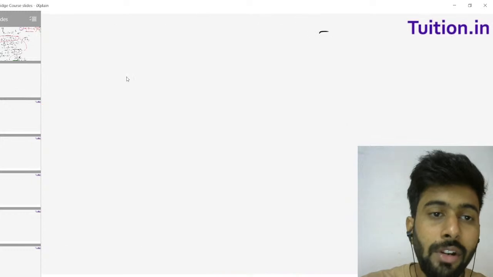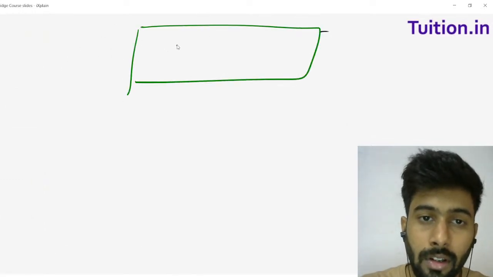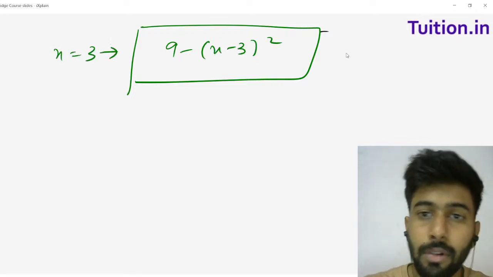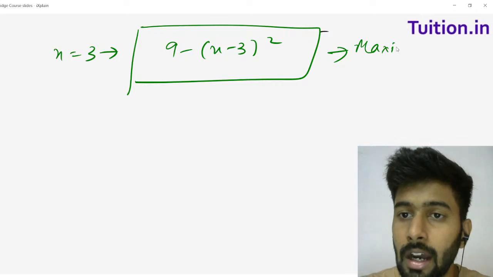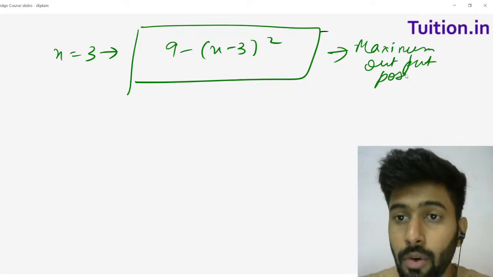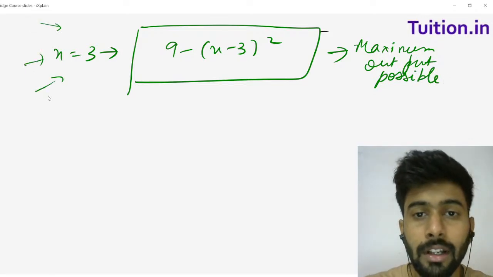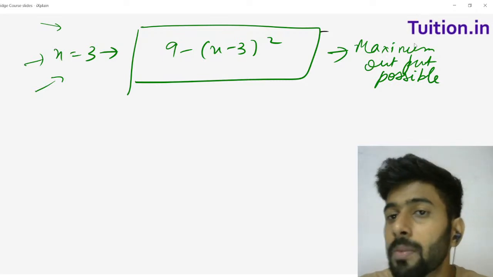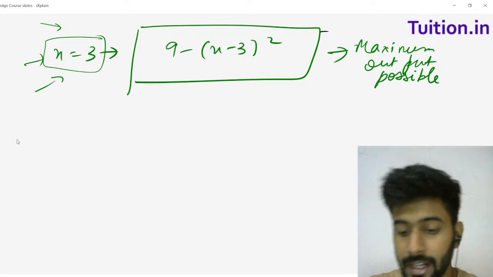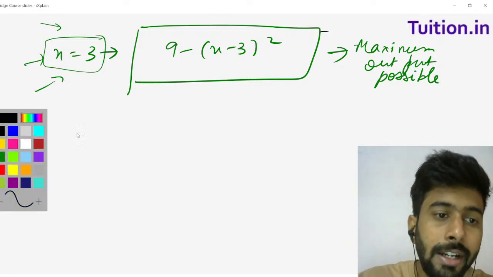So I have found that this fellow, 9 minus x minus 3 whole square, if I give x equal to 3 as input, I am going to get the maximum output possible. For no other input can I get an output that is more than what I get when I put x equal to 3 as input. That is what I mean. Correct? Now step 4 is to calculate it.